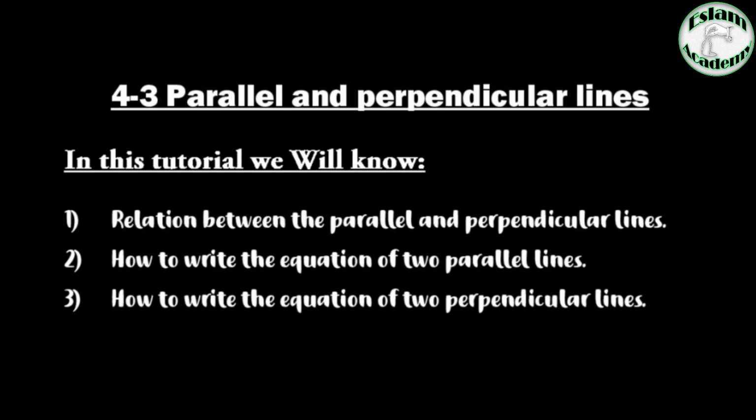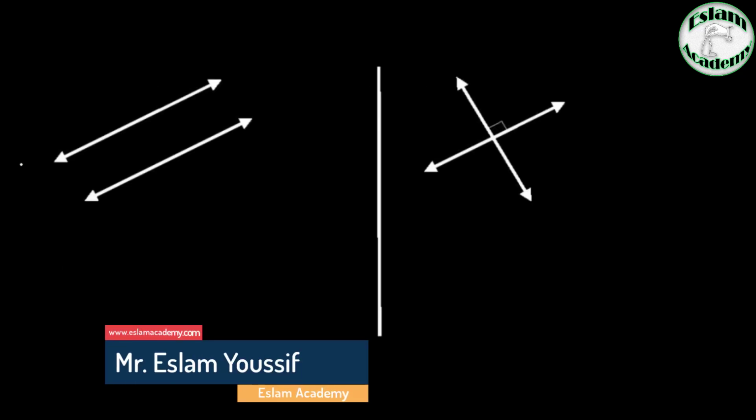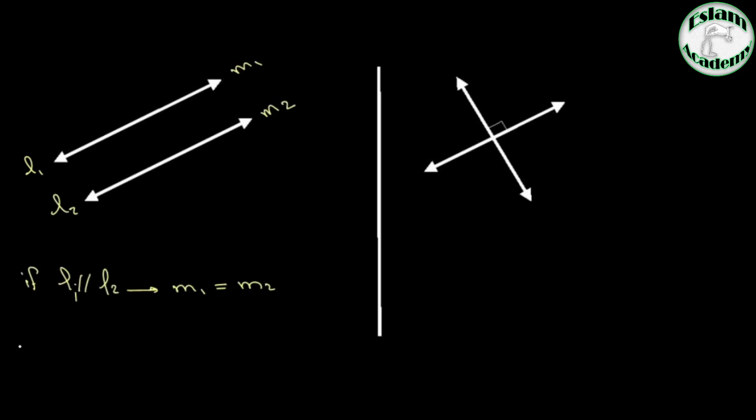Our lesson today is about parallel and perpendicular lines. In this tutorial we'll learn the relation between parallel and perpendicular lines, how to write the equation of two parallel lines, and how to write the equation of two perpendicular lines. For any two lines, line 1 and line 2, if the two slopes are equal, then the two lines will be parallel.